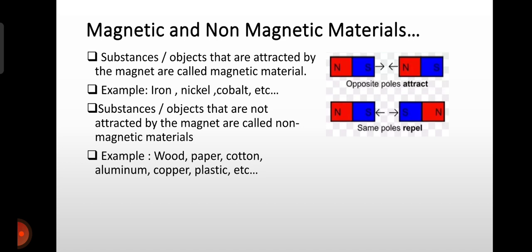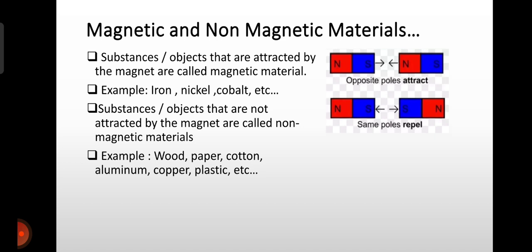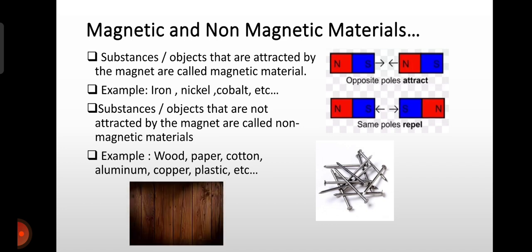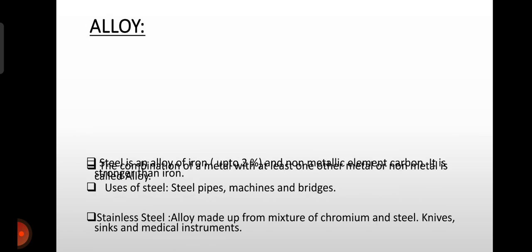Over here we can see that South Pole and North Pole, the two magnets are kept closer to each other and they are getting attracted, and the same poles, that is the South Pole and South Pole magnets are kept, then they are repelling each other. Over here you can see that iron nails are there, which is the example of magnetic material. This is a wooden door, which is the example of the non-magnetic material.